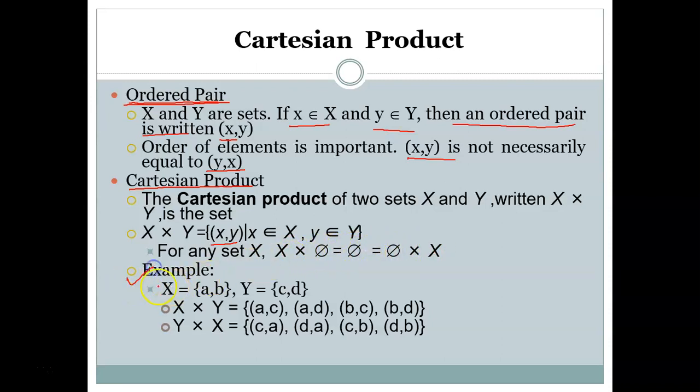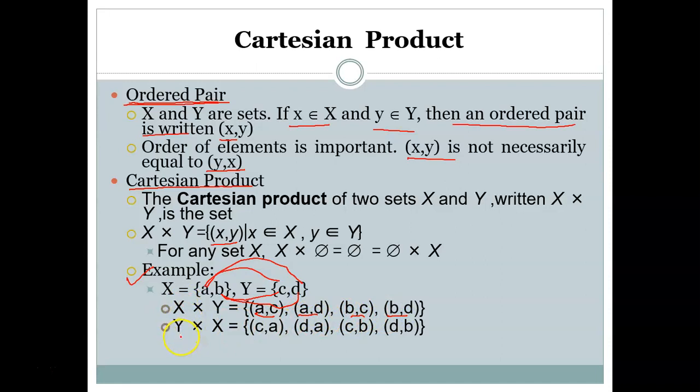Now one example. If X has two elements A, B and Y has two elements C, D, then X cross Y gives these elements, because first you pair A with C and then A with D, so you get these two pairs. Now you pair B with C and B with D, so you get these two pairs. So it gives you X cross Y.